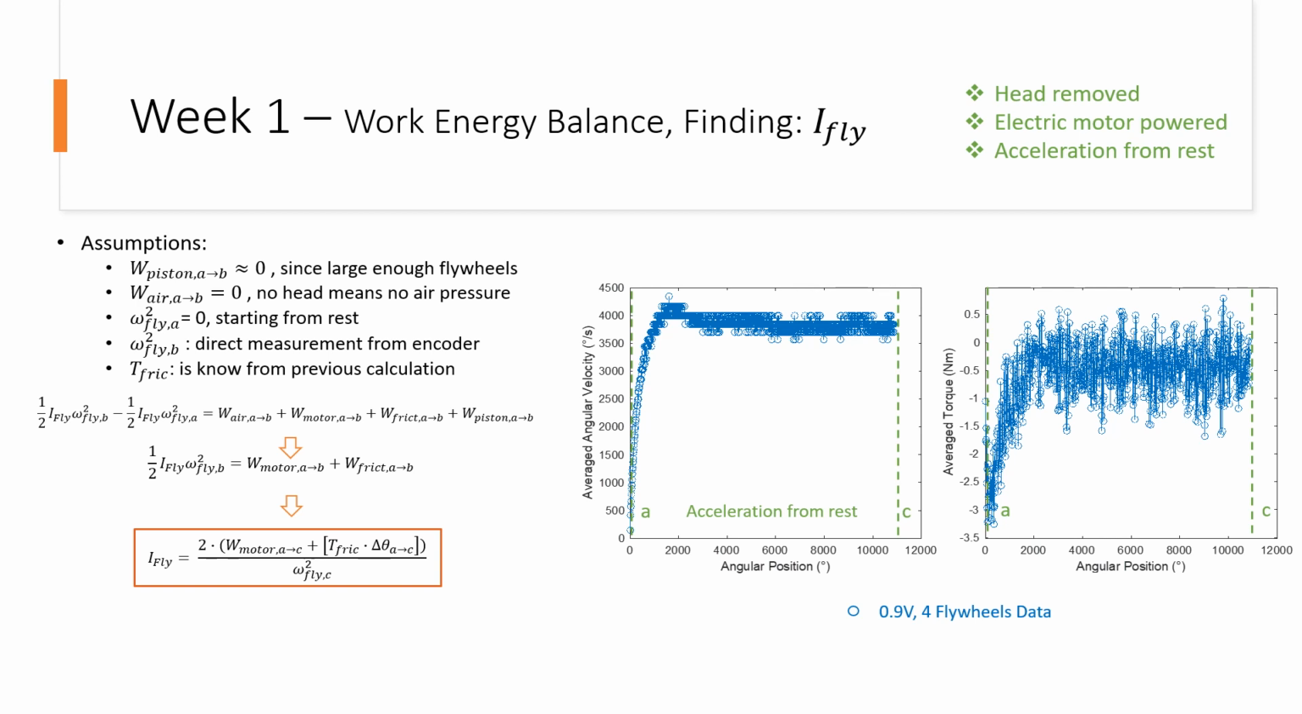the flywheel. On the right side of the slide, we have a plot for 0.9 voltage and 4 flywheels, including the acceleration from rest. In summary, by making certain assumptions and using the appropriate formula, we can calculate the inertia of the flywheel.